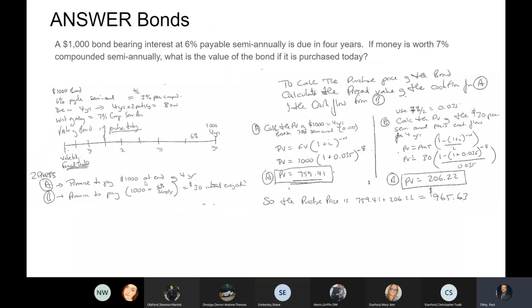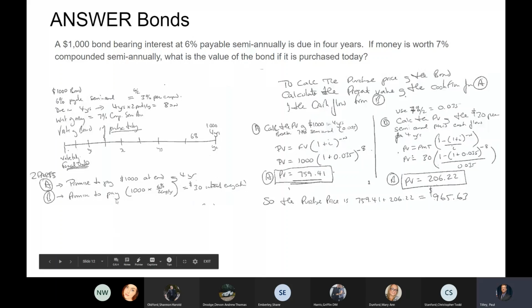The promise to pay $1,000, so let's figure out what that is. We can use the present value formula. PV equals FV times (1 plus i) to the minus n. We plug all the numbers in. We've got $1,000 as the future value. The interest rate is 7%, that's the market interest rate. So that's 3.5% per period, hence we've got 0.035 to the minus 8, 4 years times 2 per year. So the present value of that $1,000, how much it's worth right now, is $759.41. That's the first thing we do.